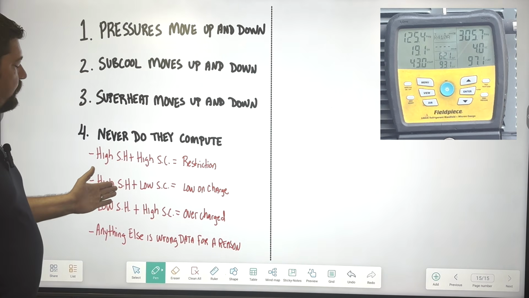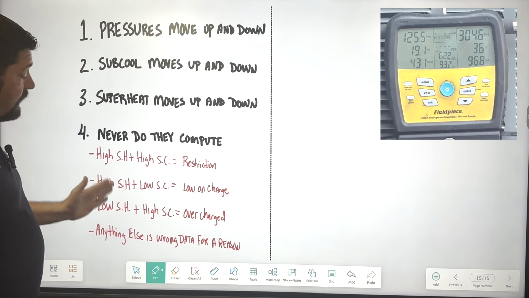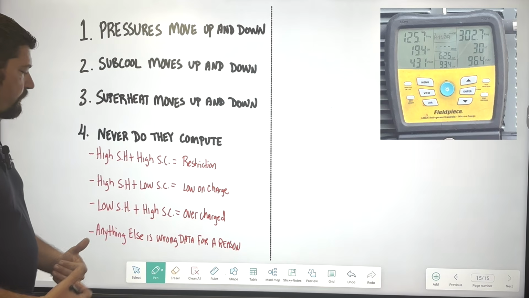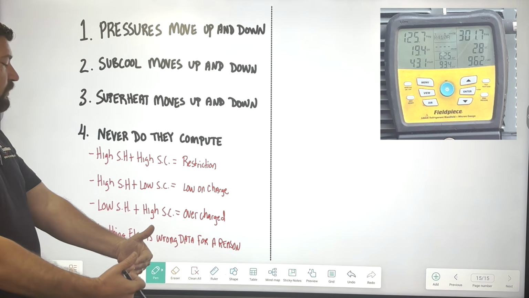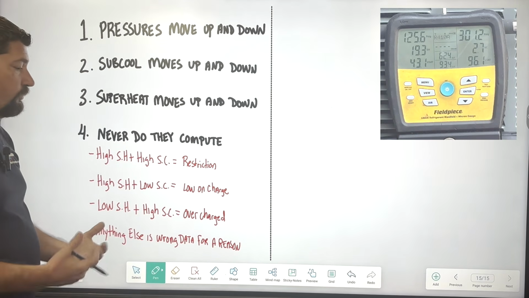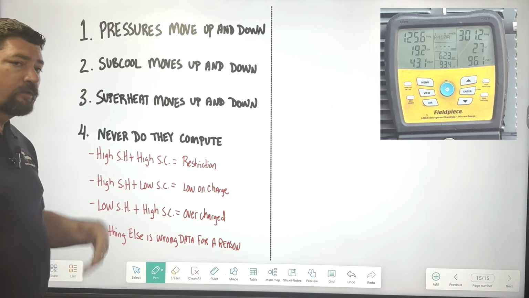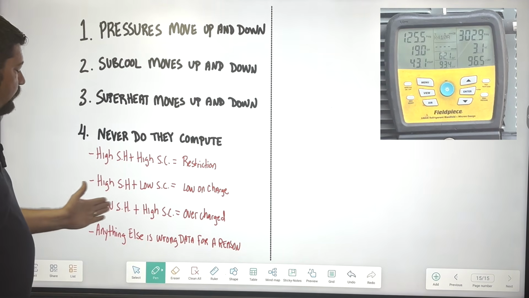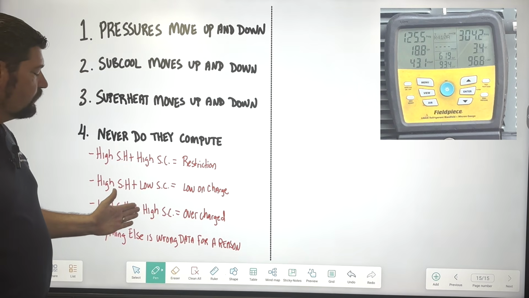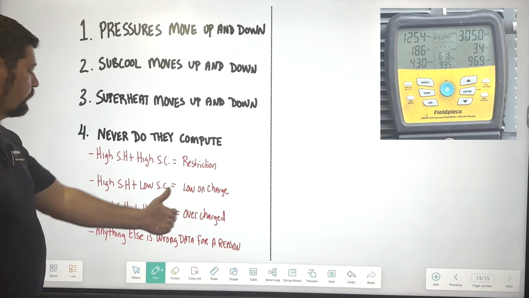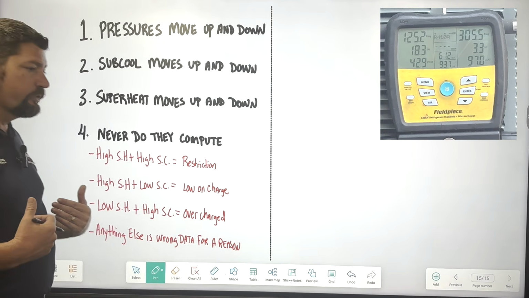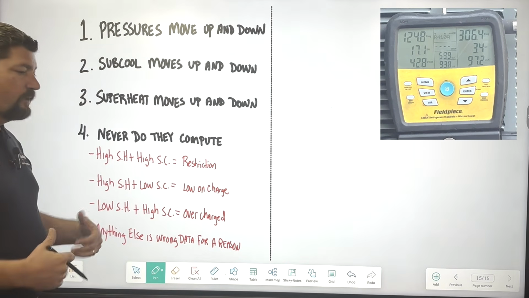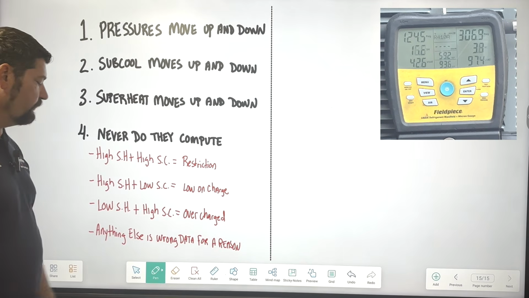The high superheat in combination with a low subcool would be low on charge, right? Our evaporator coil's starving for refrigerant. We don't have much subcool either. So those are two very simple things: low subcool, high superheat. That's low on charge. If our superheat was low and our subcool was high, that would be overcharged, because we're flooding the evaporator coil with too much liquid refrigerant, which comes from being overcharged and having too much refrigerant in the system.